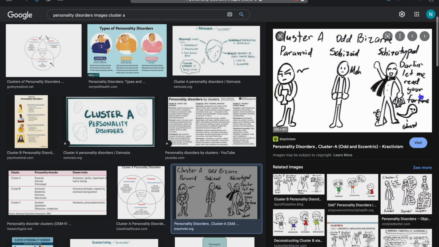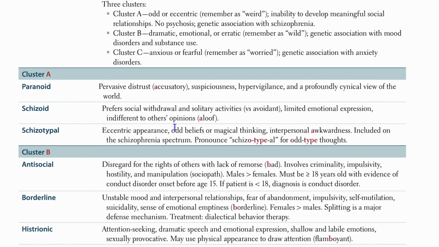Darling, let me read your fortune, right? I believe in ghosts and fairies and stuff like that. Okay, so pronounce schizotypal as O-typal, for odd type thoughts. And paranoid is pervasive distrust, accusatory suspiciousness, hypervigilance, and a profoundly cynical view of the world.